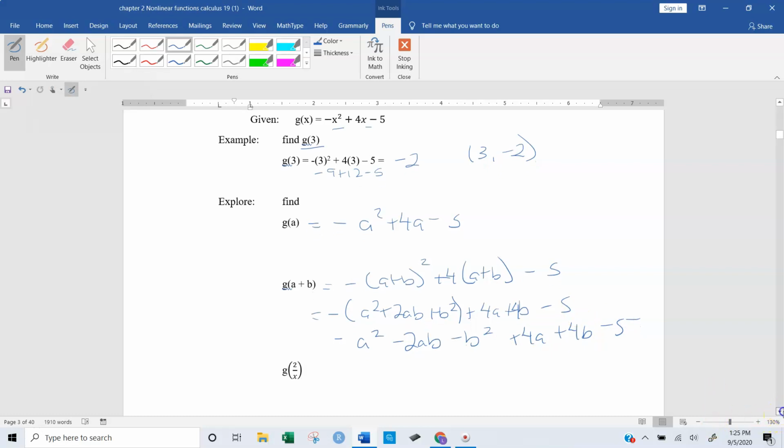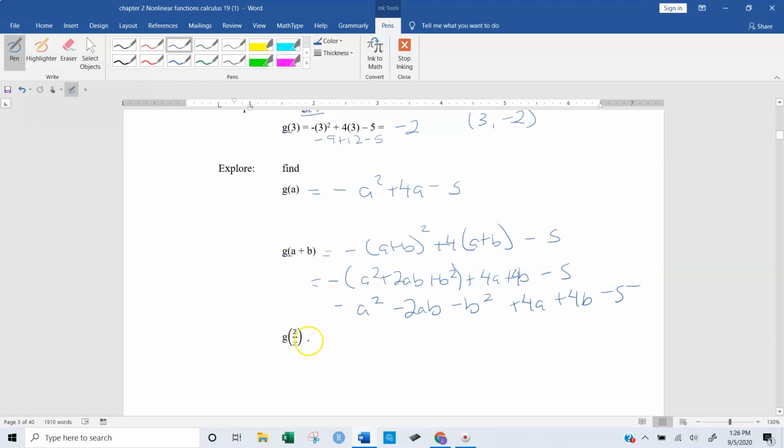All right, now let's look at the 2 over x, I'm sorry. So now you do minus (2 over x) quantity squared plus 4 times 2 over x minus 5. Square all this, so we have minus 4 over x squared plus 8 over x minus 5. And that is g of 2 over x.